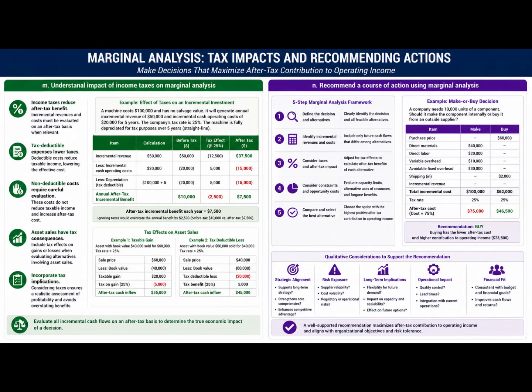Avoid including sunk or irrelevant costs in analysis. Consider capacity constraints and opportunity costs where applicable. Well-supported recommendation clearly explains financial impact and aligns with organizational objectives and risk tolerance.